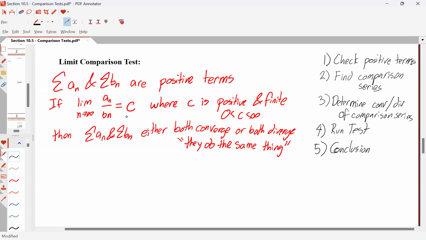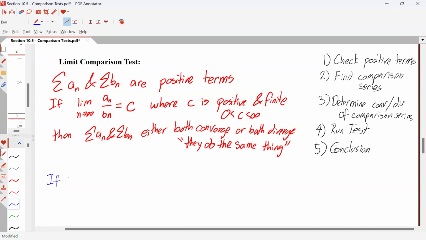Before we take a look at our first example, there's a little bit of a but wait of, okay, we have these two series that have positive terms, and their limit is positive and finite, but is there anything we can do if the limit is either 0 or that limit is infinity? And yes, there are two special cases that we will address here.